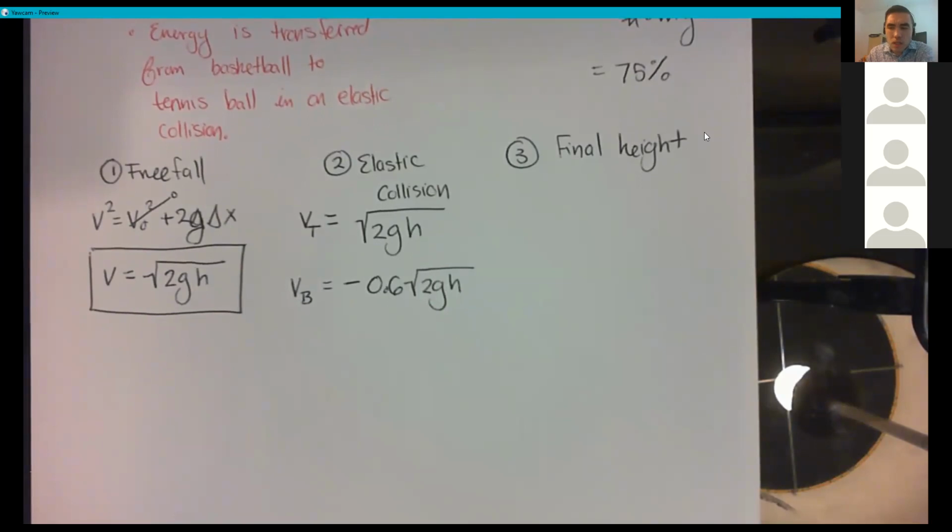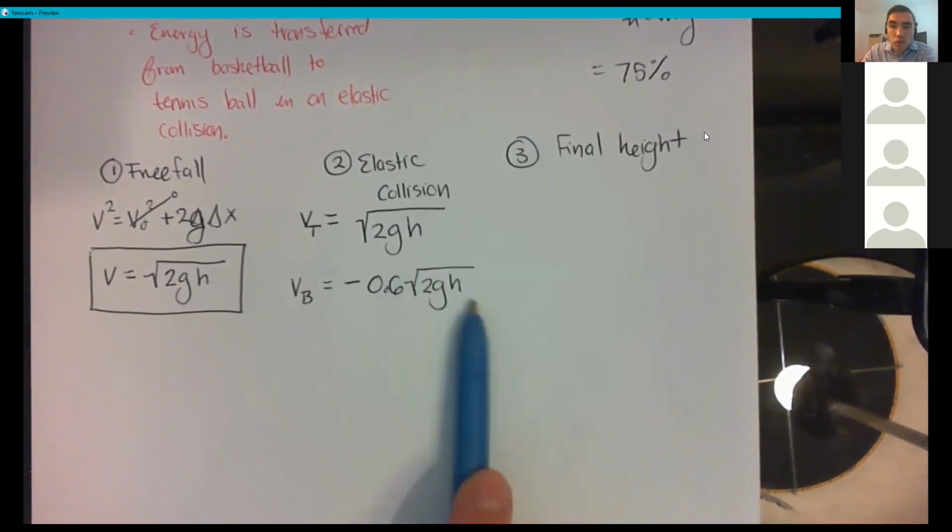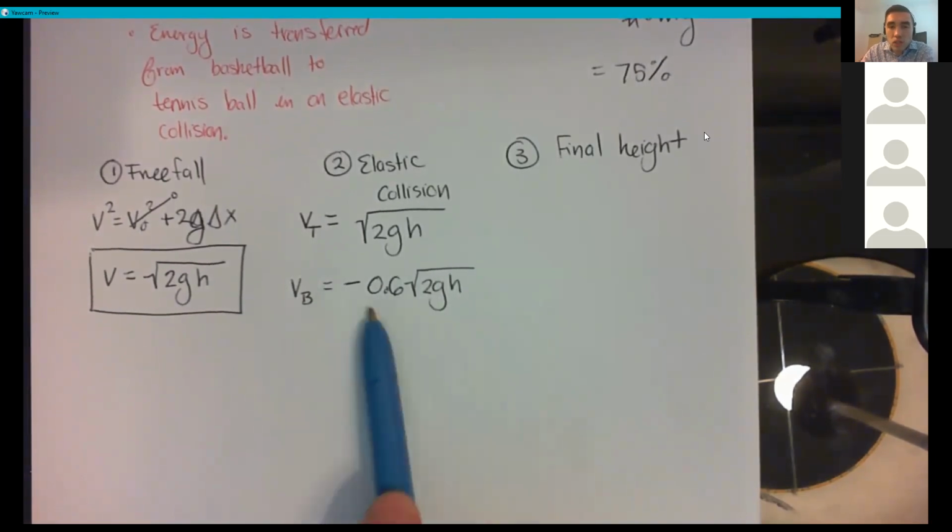What this is saying is that when the basketball hits the ground, it's going to lose a little bit of energy to the ground. So it's going to bounce back with a slower speed. And here we're saying that when the basketball bounces back from the ground, it's not going to be traveling with the full root 2gh. It's only going to be bouncing back with 60% of that speed. Okay. Is that okay?